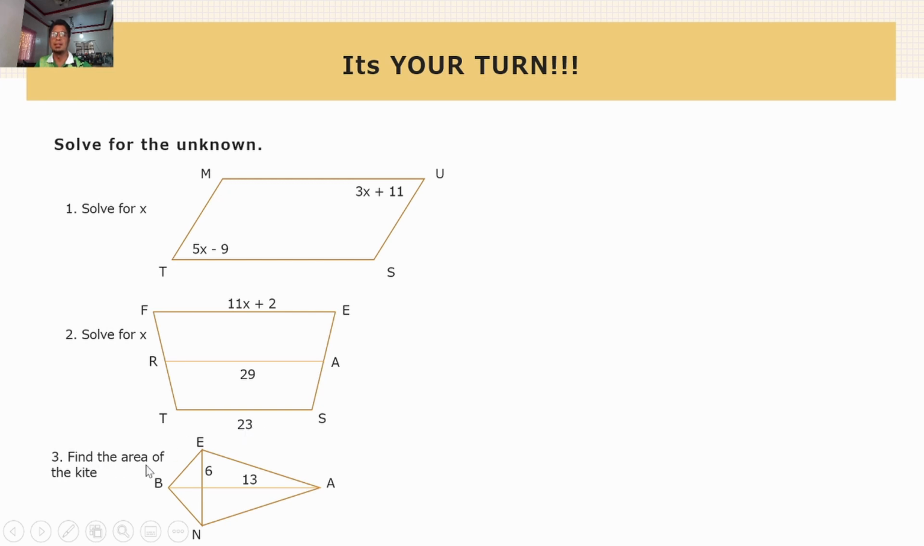And last but not the least, yung kite natin, bin. So we have here now E at saka N. So we have here now the length of this diagonal is 13. The length of this diagonal is 6. Yung kabuuan na, hindi lang itong kapiraso. So again, BA is equal to 13, EN is equal to 6.